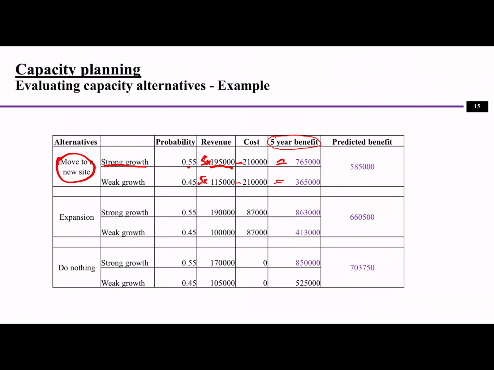Yeah, get this number. And same here, we use 5 years times this and minus the moving cost, get this number. But this 765,000 is based on the condition that it's for sure that it's moving in strong growth, right? And 365,000 revenue is based on the chance that it's for sure it is a weak growth. So now we need to calculate what is predicted benefit.